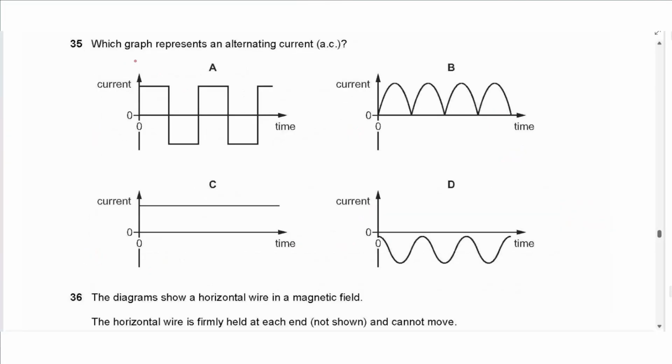Question 35 says, which graph represents an alternating current? So for an alternating current, we need to convert from positive to negative. This is always positive, this is always positive, this is always negative. This has positive and negative. So this is an alternating current. It doesn't have to be a wave-like graph. It just has to reverse direction.